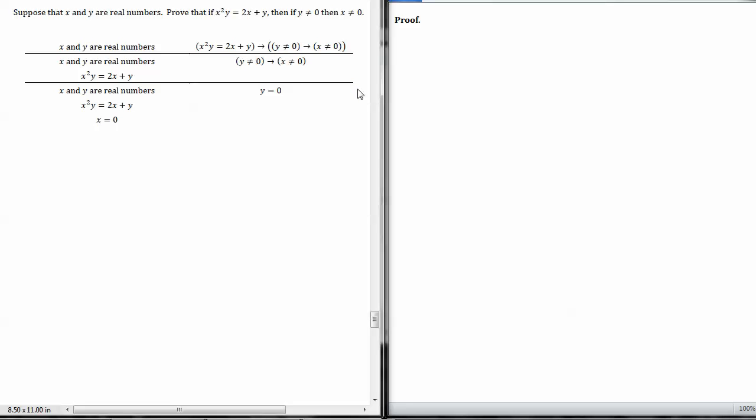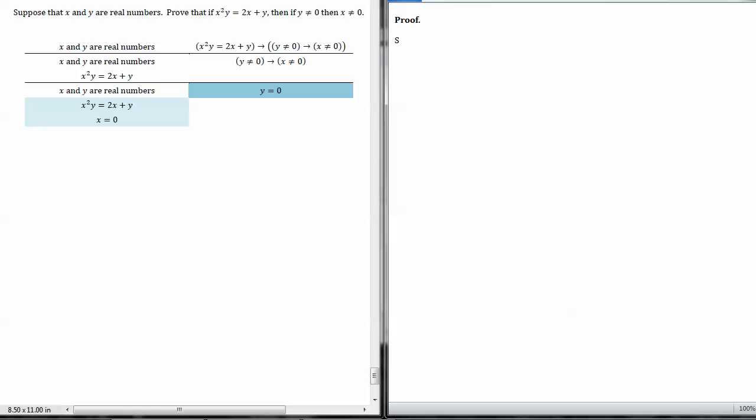So bring down our other givens, and the natural thing to do here would be just to combine these two equations, to substitute 0 for x up in the first equation. And when you do that, the first two terms go away and you're just left with y equals 0, which is what we want. So that's all there is to it. Now we have to figure out how to write this up, explain what we've done.